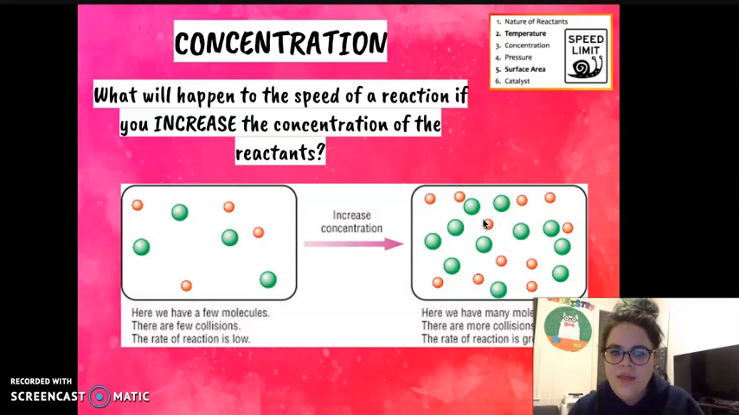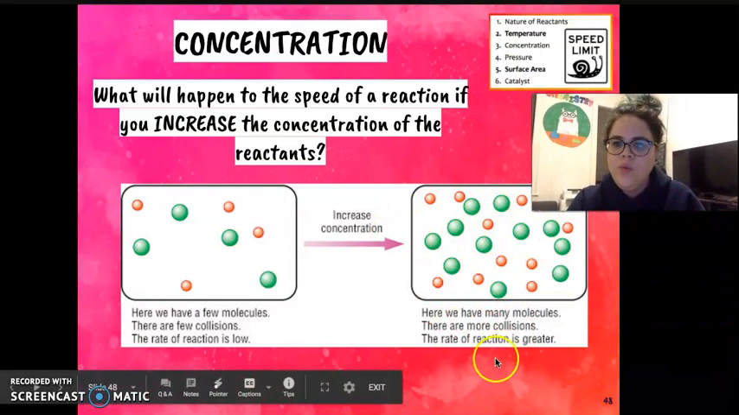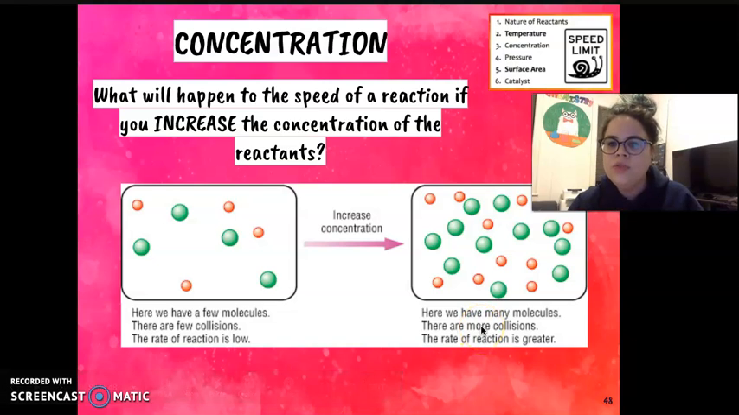Hopefully you said that when we have a higher concentration, as you can see here, we are going to have more molecules, therefore there will be more collisions. The rate of your reaction will be greater, meaning your reaction will be faster.